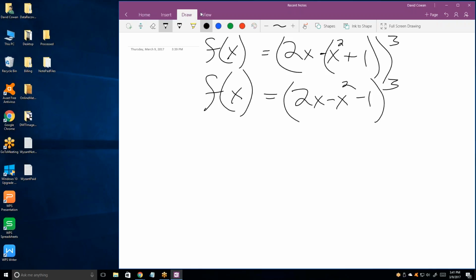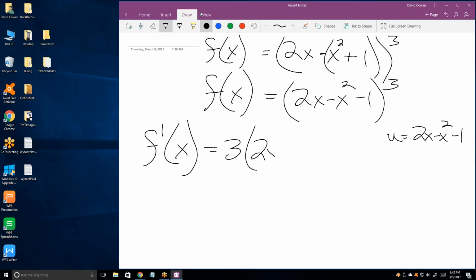Okay? Now let's do f prime of x. What's the derivative of, well, first of all, what's the inside? 2x minus x squared minus 1. And what's the derivative of the outside? 3 times 2x minus x squared minus 1. To what power? The second.